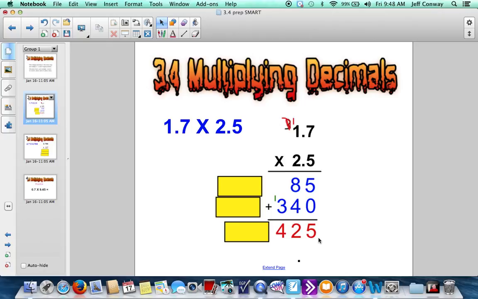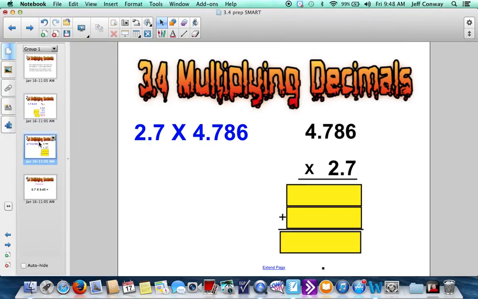Starting at the back of 425, if I move 2 decimal places in from the back, 1, 2. So 1.7 times 2.5 equals 4.25. If I use a calculator, I find that to be correct.